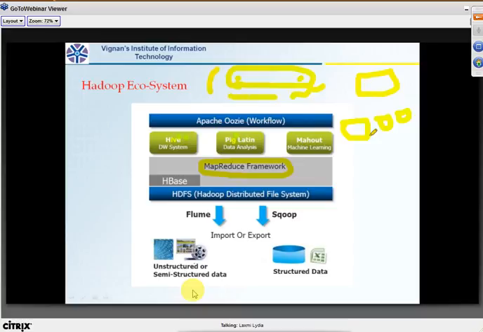But there is more demand for the Hadoop developers, because we don't require more number of administrators. We don't require more number of testers. We require more number of developers only, right? Yeah. So that is about the Mahout.